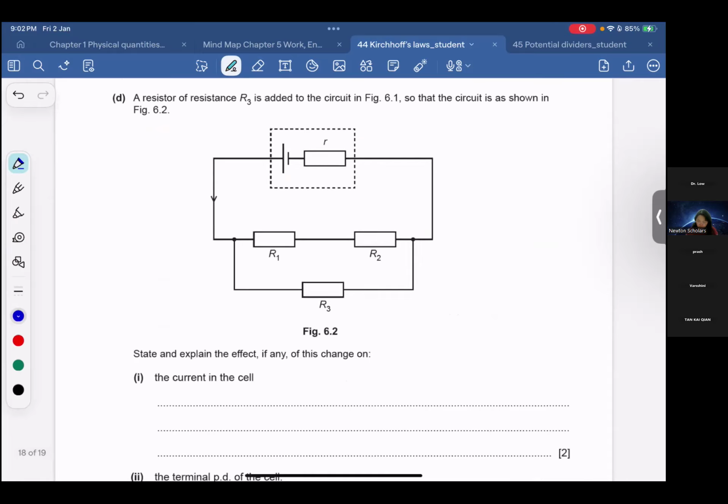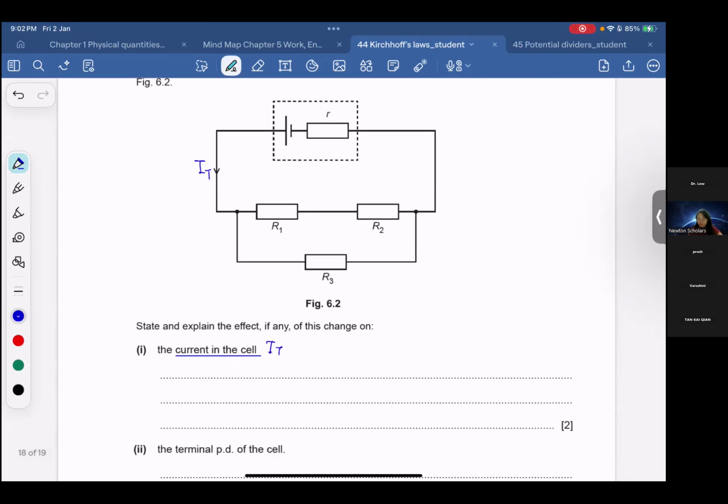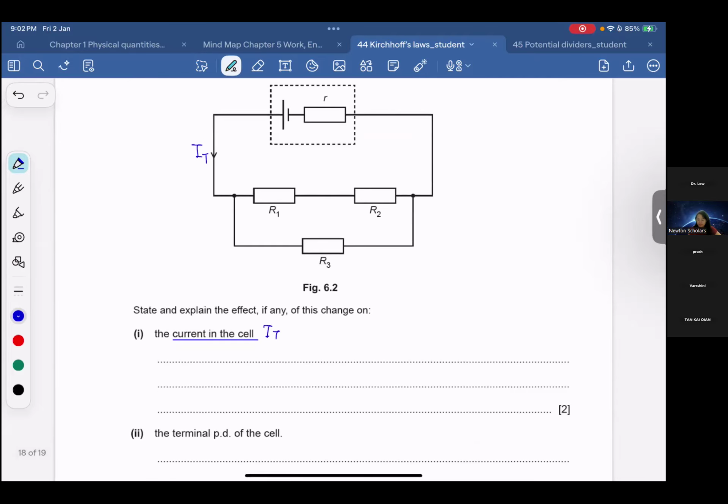Here, a resistor of resistance R3 is added to the circuit, so that the circuit is shown in figure 6.2. State and explain the effect, if any, of this change on the current in the cell. That means total current. What happened to your total current here? Try again. If I add R3 in the circuit, how does it affect your current?